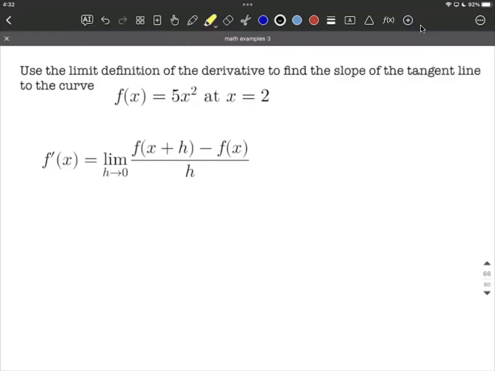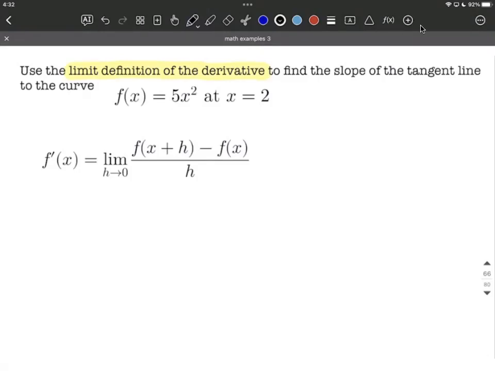In this video, we're going to use the limit definition of derivative to find the slope of a tangent line to this curve at a specific x value. We're going to go through step by step, calculate the derivative using the limit definition, and we're going to use this very specific x equals 2 as we go through it as well.